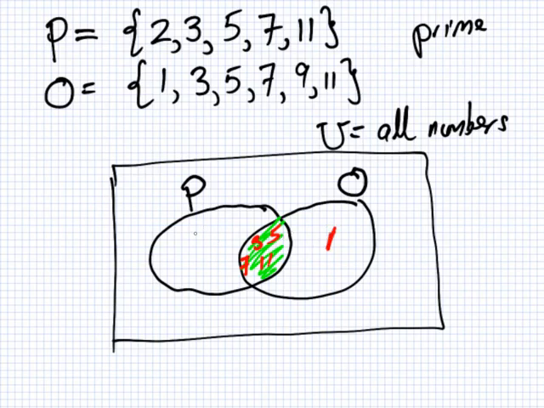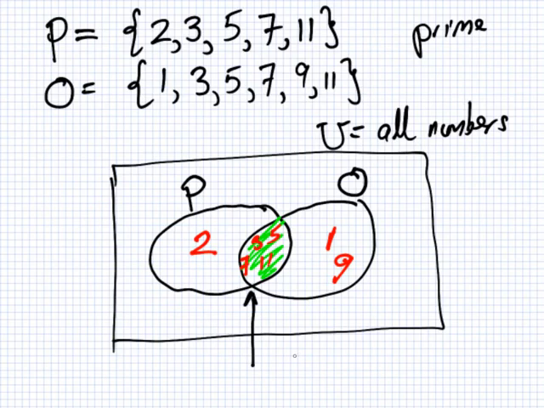And here are the numbers which are prime and not odd. So what goes in here? There is one number, 2. Oh, and 9 is odd but not prime. So there's a 9 here as well. So you can draw them like this. But these have names. This part here, where it's the common between the two sets.